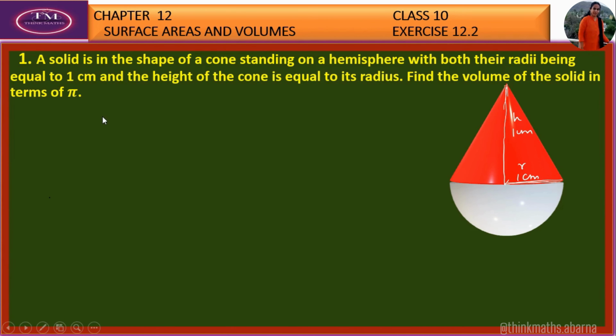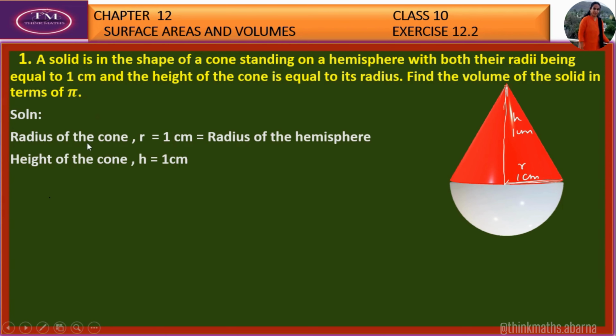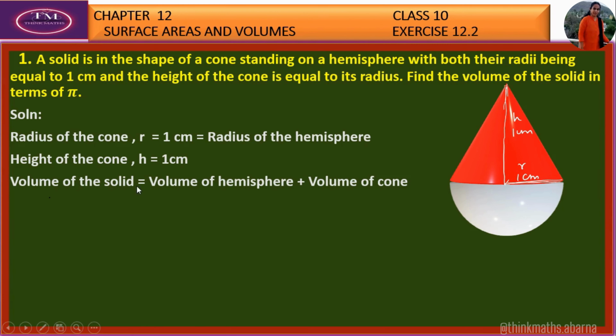Now let us start the solution. It is given that the radius of the cone and the radius of the hemisphere are the same, which is 1 centimeter. Also the height of the cone is 1 centimeter. We have to find out the volume of the solid, which is nothing but the volume of hemisphere plus the volume of cone. So what is the formula for the volume of a hemisphere? It is 2 by 3 pi r cube, plus the volume of cone formula, 1 by 3 pi r square h. So these are the formulas.